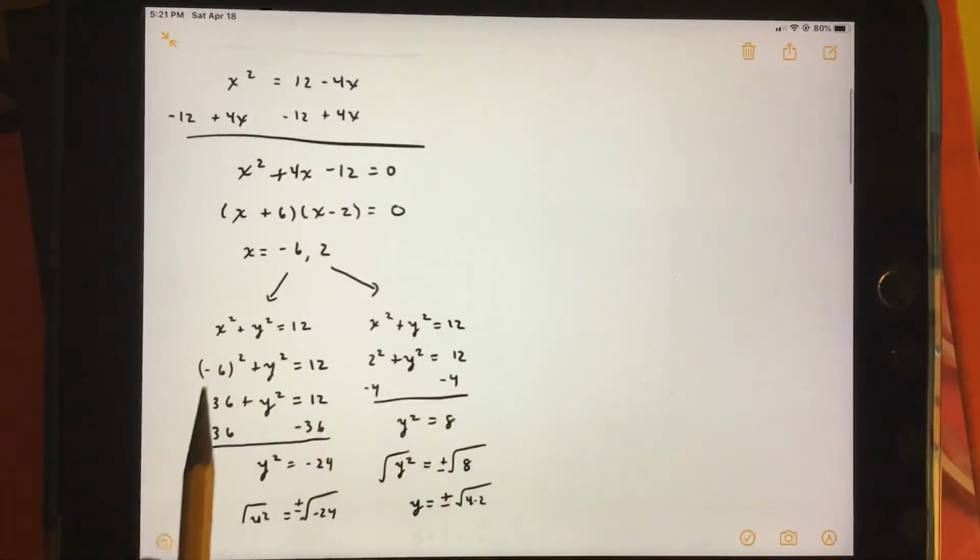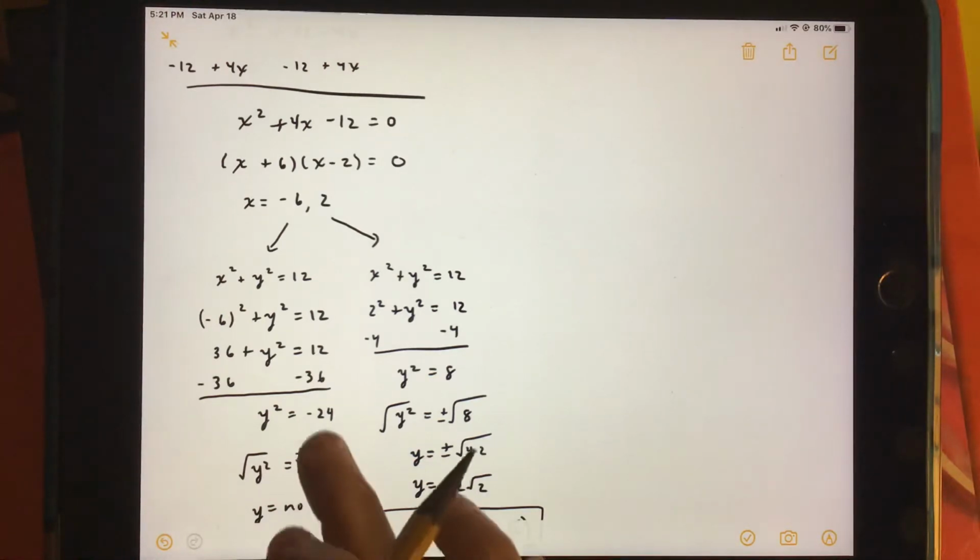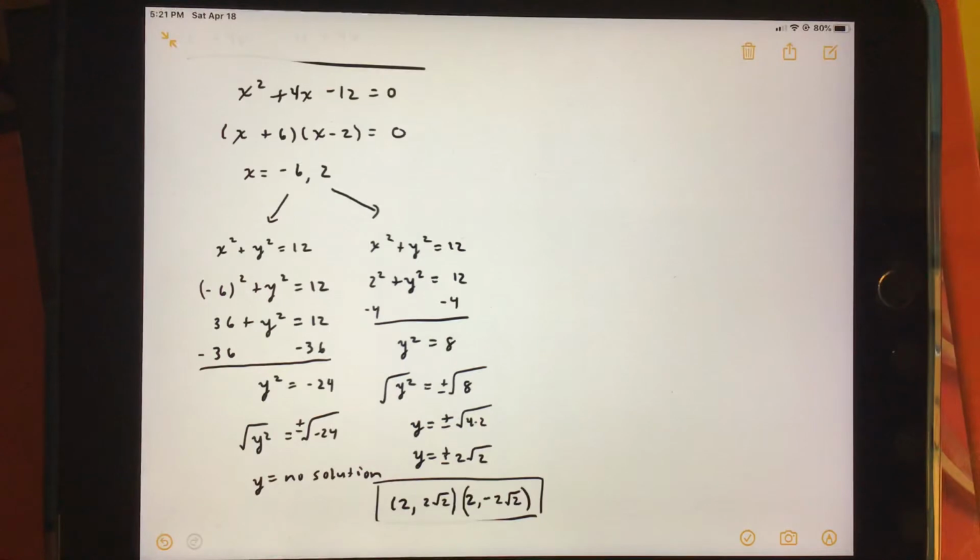Plugging negative 6 in for x, I'll have negative 6 squared plus y squared is 12, giving me 36 plus y squared equals 12. Subtracting 36 on both sides will give me y squared equals negative 24. And then when I take the square root of both sides, I'll be taking the square root of a negative number, which means there's no real number solution. So when x is negative 6, there is no y value, so that's not a point of intersection.